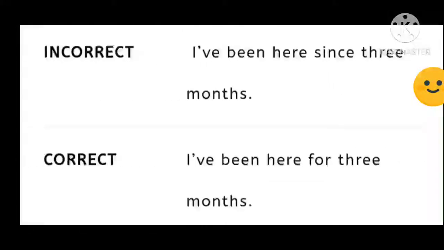I have been here since 3 months. I have been here for 3 months. 3 months is a period of time. So 3 months, 4 years, 1 week, 2 hours convey a period of time. So before a period of time we use for. Before a point of time we use since. Last night, last Thursday, 10 o'clock, okay, 2015, then since.